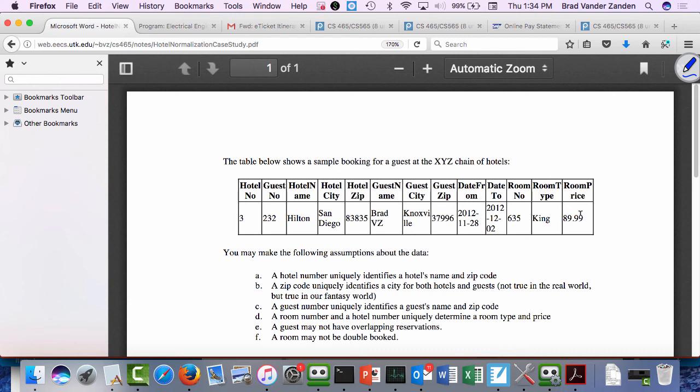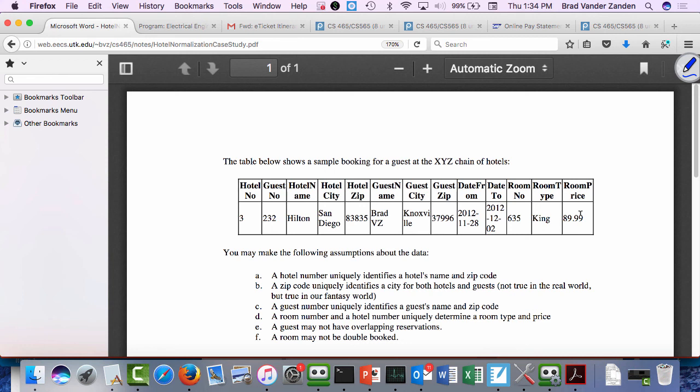It's basically a reservation that you see there that has all the information about the hotel, the guest, and the room that they're staying in. And now we need to decompose this thing. What do we call this big, enormous relation again? The universal relation. So now we need to decompose it.